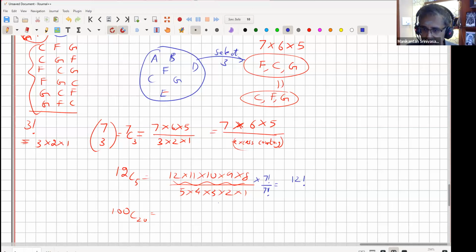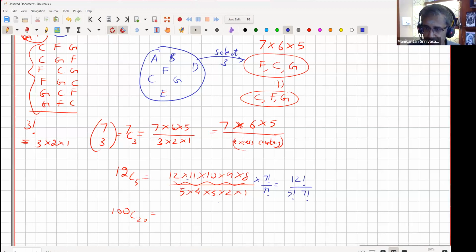Okay, 12 factorial. Initially, why do we stop at 8? Because I'm choosing only 5, right? 12, 11, 10, 9, 8. There are 12 kids. I have to select 5. So I can write it as 12 factorial upon 5 factorial times 7 factorial. Similarly, I can write this as 100 factorial upon 20 factorial into 80 factorial.